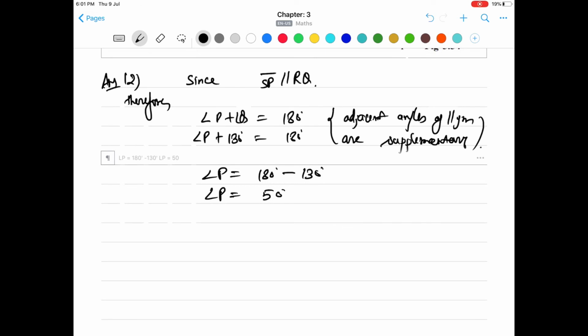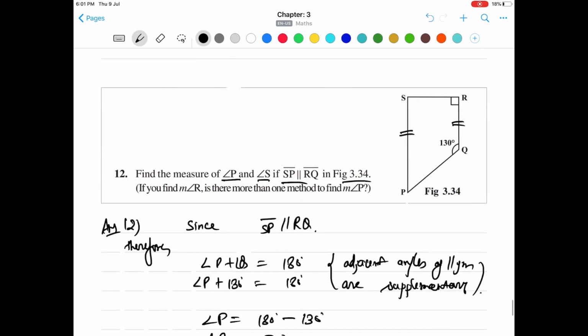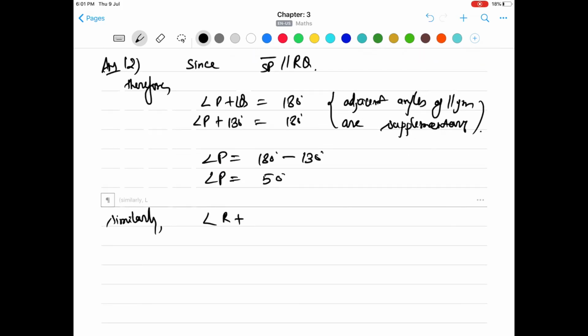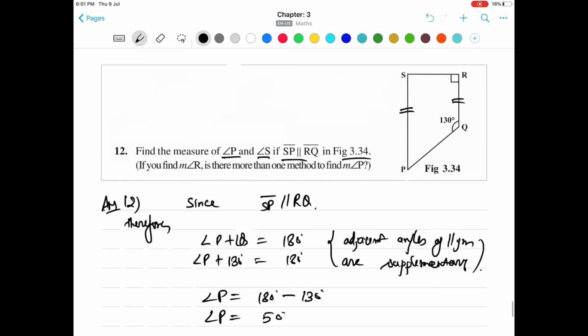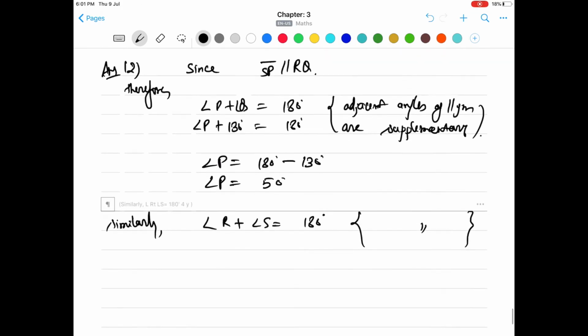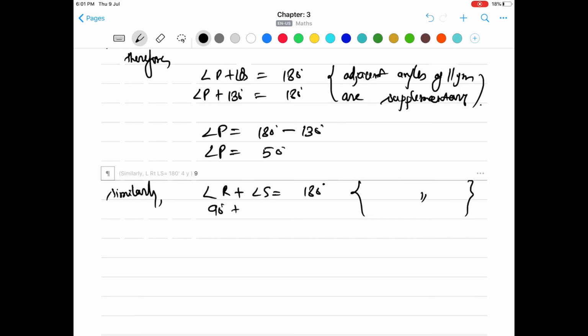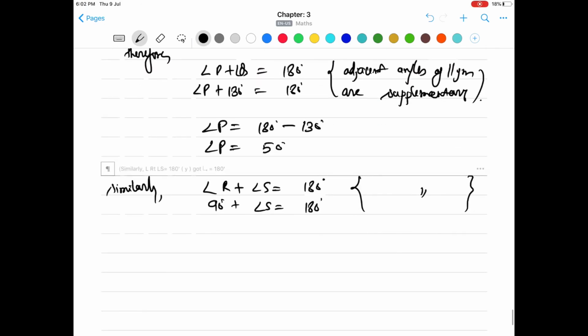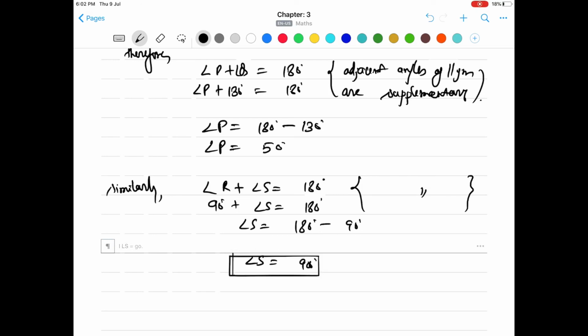Okay, then similarly angle R plus angle S will be equal to 180 degrees. Again the reason is the same, the adjacent angles of a parallelogram are supplementary. From the figure it is given that this angle is a right angle, that is 90 degrees. Therefore R is 90 degrees. S we have to calculate. So angle S will be 180 degrees minus 90 degrees, which is 90 degrees. So that's the solution of this question.